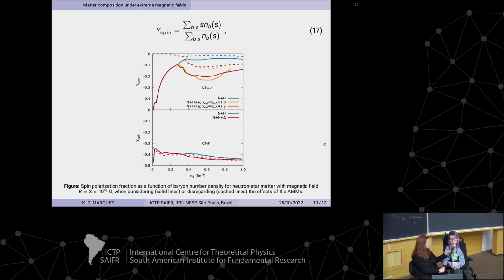Here I show the spin polarization of the matter. The main thing I want to show is that including the anomalous magnetic moment would change strongly the spin polarization of the matter, because then we will have protons and neutral particles also interacting with the magnetic field. Next slide.